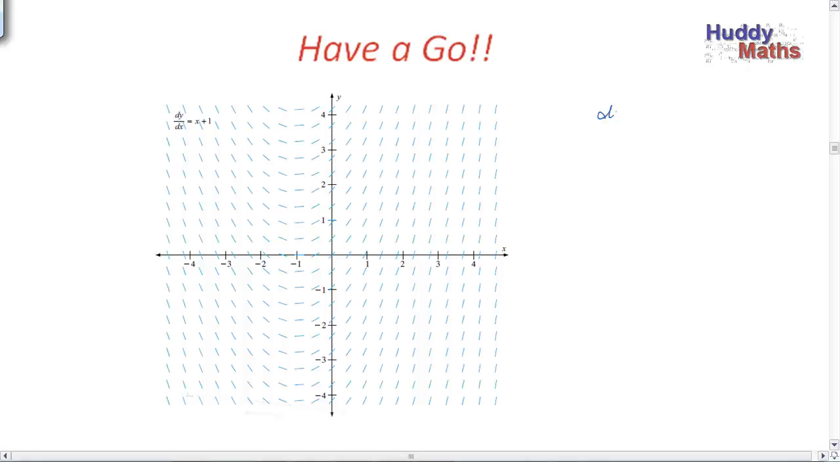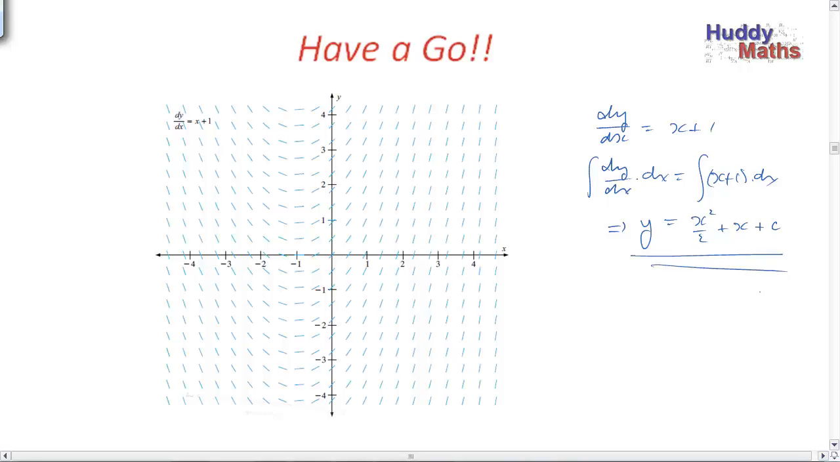Okay, here we go. dy by dx equals x plus 1. So the integral of dy by dx is the integral of x plus 1, which is going to be x squared on 2 plus x plus c. y is going to be that. So there's our function, half x squared plus x plus c. Now we really need to choose a point through which we're going to make the function go. So I'll go through 0, 1 again here.